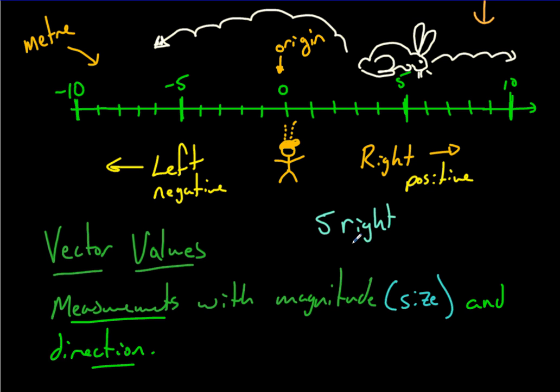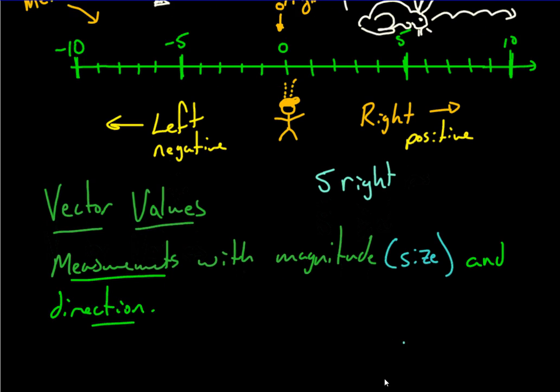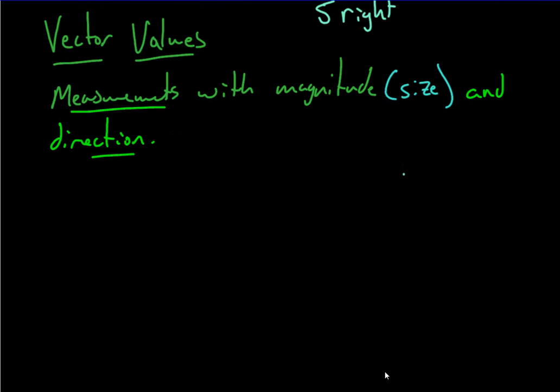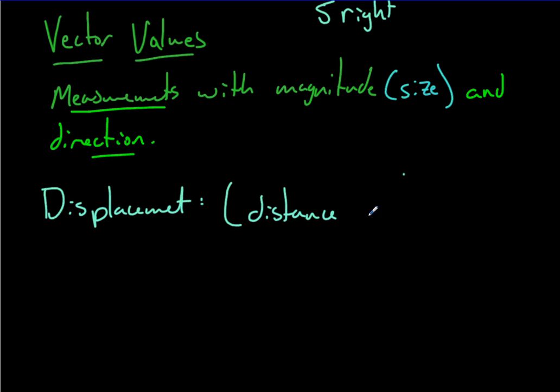So we're going to write down some things that are vector values, and then we're going to come back and look at this, and talk about the difference between that and scalar values. So first of all, vector values. One vector value is displacement. Displacement is essentially distance with direction. So when I say the bunny moves 5 right, I'm telling you its displacement. Are you with me so far? So far, so good?